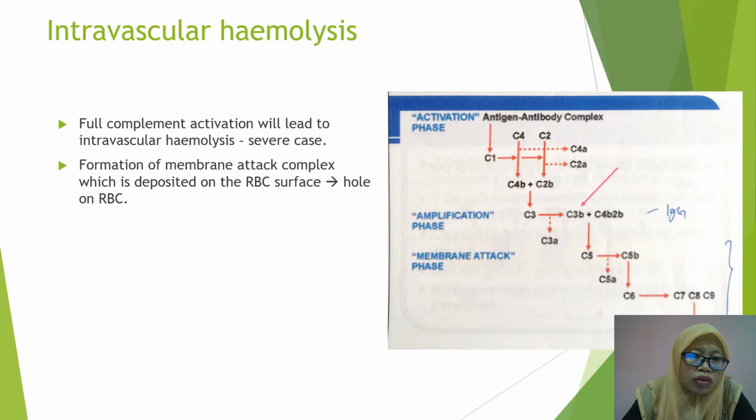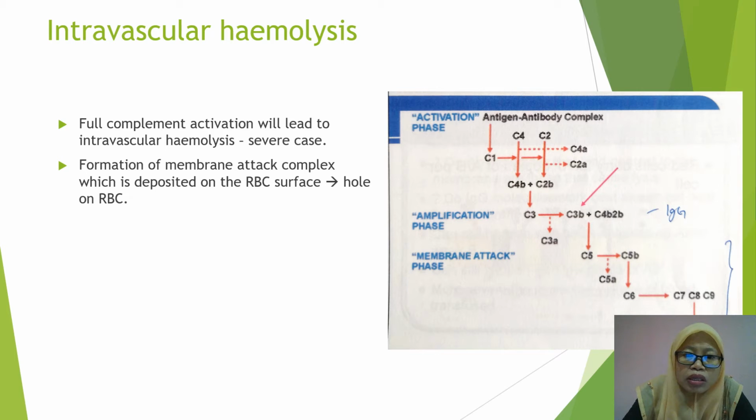Okay, we move on to intravascular hemolysis. Intravascular hemolysis, as we discussed earlier, occurs in the blood circulation. So how can this occur? This is because of full complement activation, which will lead to intravascular hemolysis. This occurs in very severe cases in which the complement cascade is fully activated.